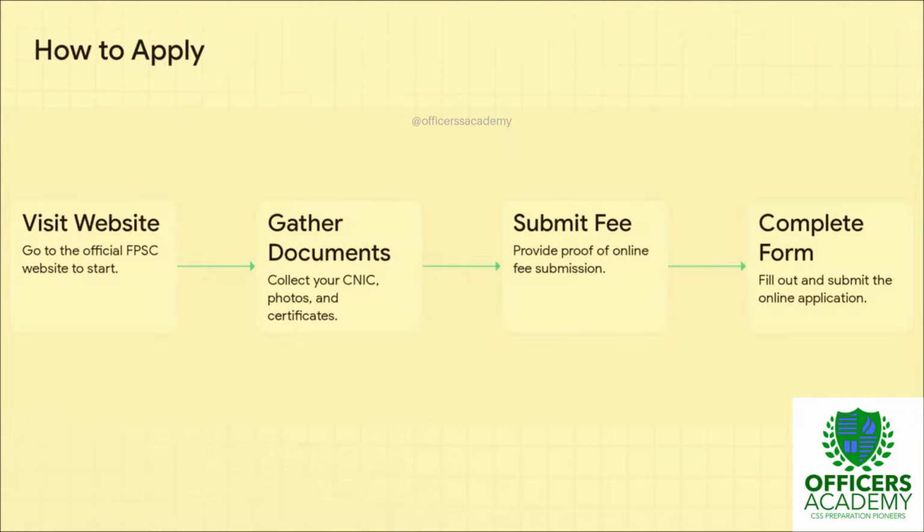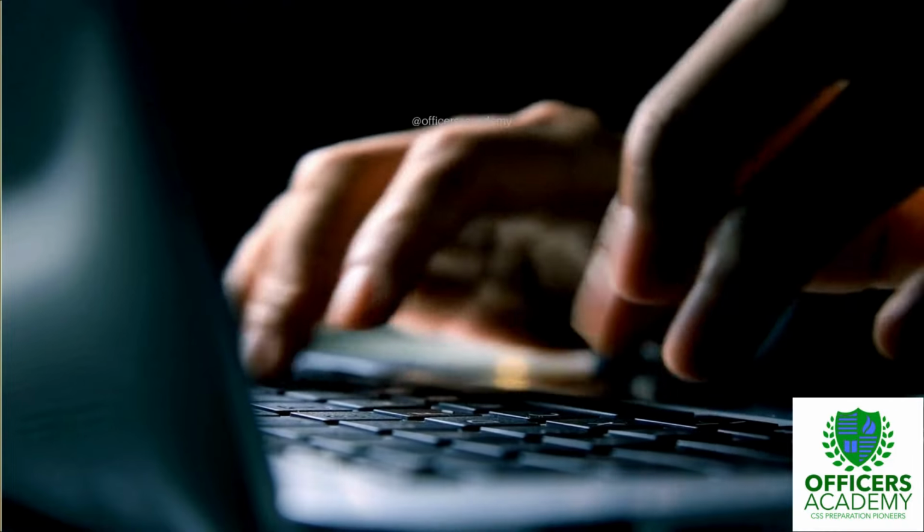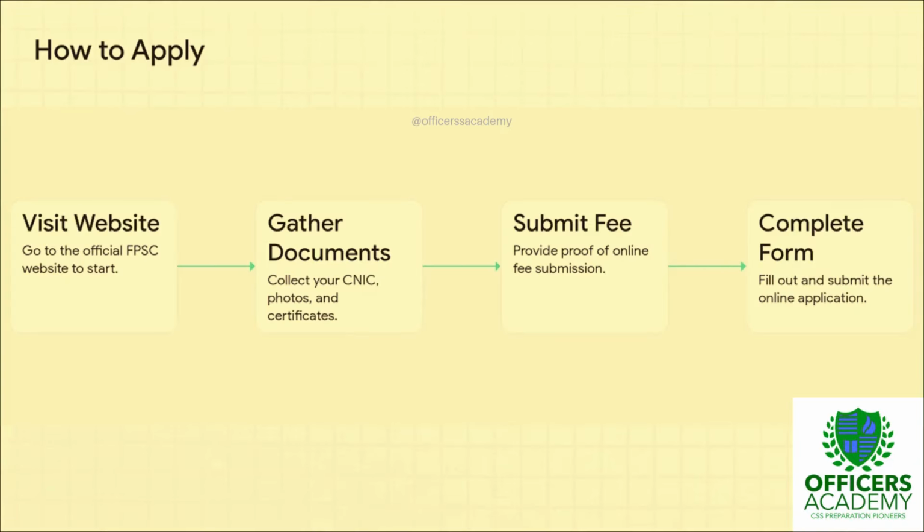And the application process, just as clear. You're going to start by heading over to the official website for the Federal Public Service Commission. That's the FPSC. From there, it's pretty simple. Get your documents ready, pay the fee online, and fill out the application. The whole thing is digital, nice and easy.